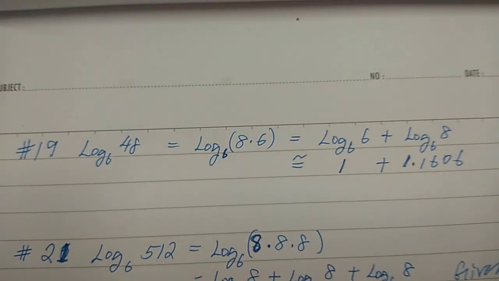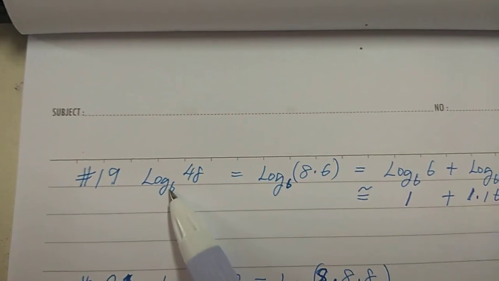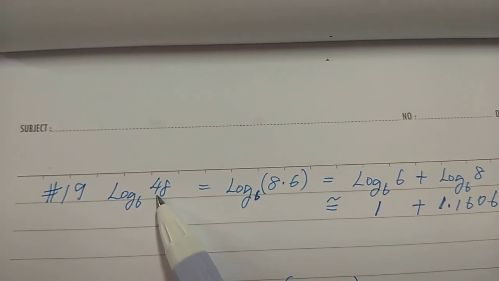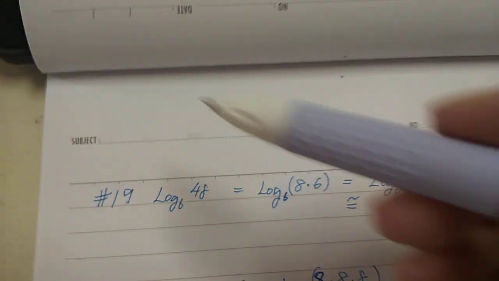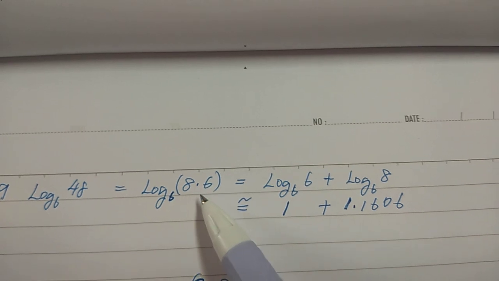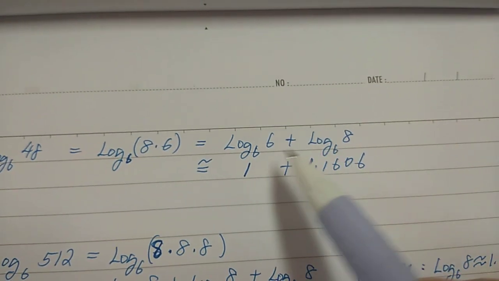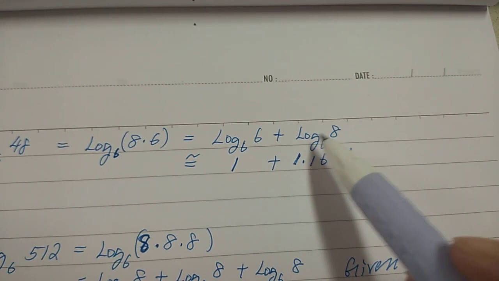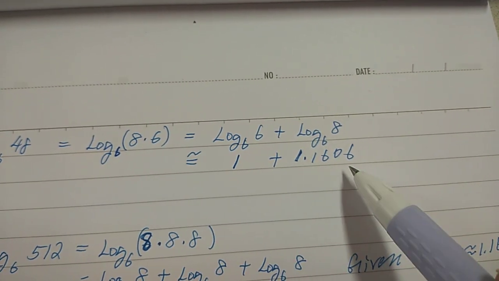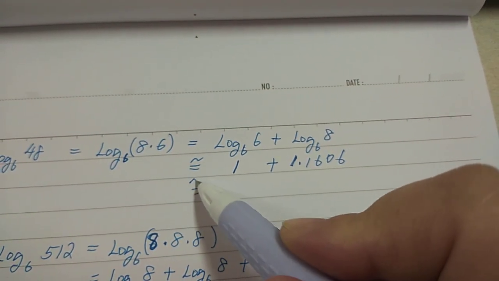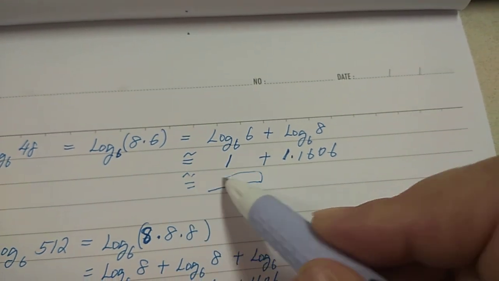And finally, here's number 19. Okay, this question is log base 6 of 48, and then in your book you have the approximate values for log of 6 and log of 8. The 48 becomes 8 times 6, so you can separate them into 2 logs. Log of 6 with base 6 becomes 1, and then log of 8, and that's the value that was given to you in the book. So you can just add them together to get your answer. Okay, so you need to come up with your own answer.